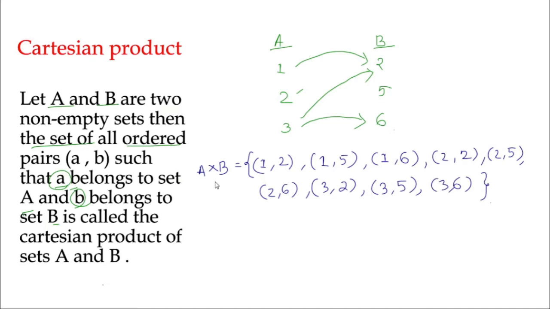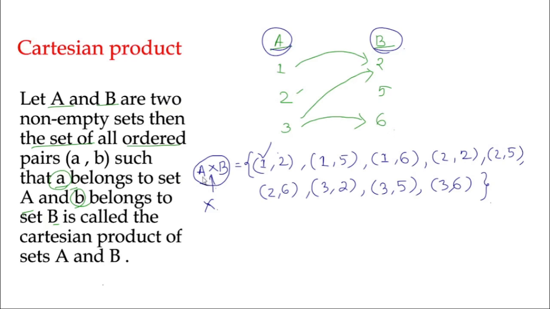So A cross B. In this way we represent the Cartesian product. We give this the cross symbol. This is not ordinary multiplication. We are not going to multiply 1 with 2. We are just pairing the elements. The first element is picked from set A whereas the second element is picked from set B. So these are the possible ordered pairs. Except these ordered pairs, we cannot form any other ordered pairs. So this is the set of ordered pairs, and it is known as the Cartesian product.